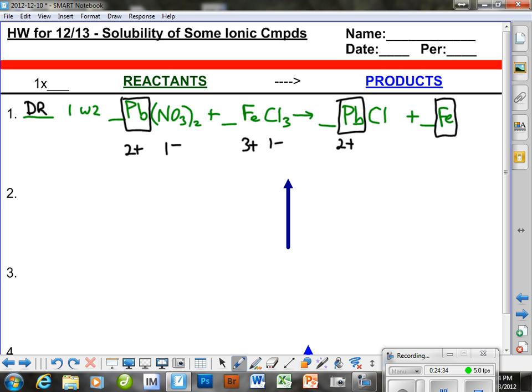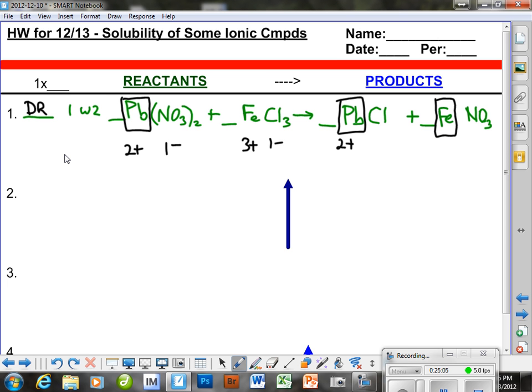Now, who's going to be with iron on the other side? NO3. Yes, nitrate. And that's a 3 there. It's a little hard to see. I keep trying to fix it and it keeps making it worse. Okay, let's see if I can make that a nice 3. There we go. Now, wait a sec. I don't know if I need parentheses till I figure out something.